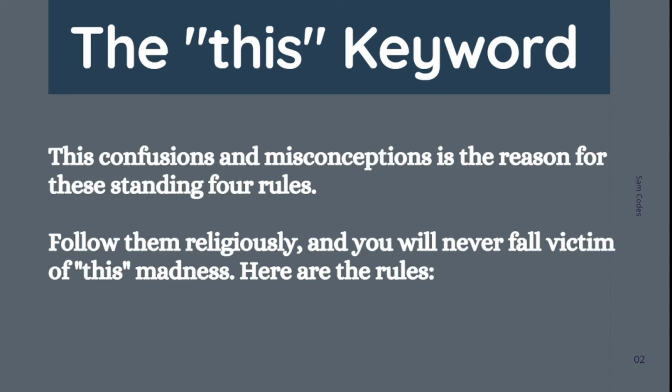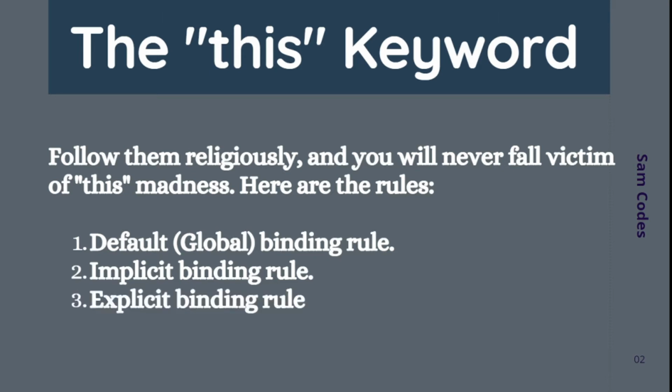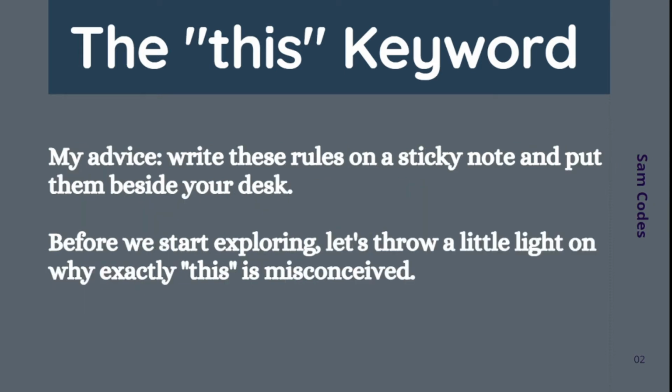Here are the rules. Default global binding rule, number one. Number two is implicit binding rule. Number three is explicit binding rule. And the last is constructor call with the keyword new. My advice, write this on a sticky note, put it beside your desk. You can also put it on your computer, but put it somewhere you're going to see it often.